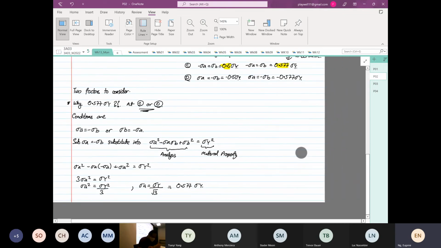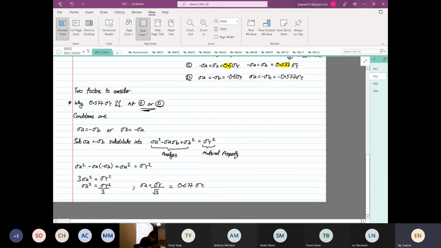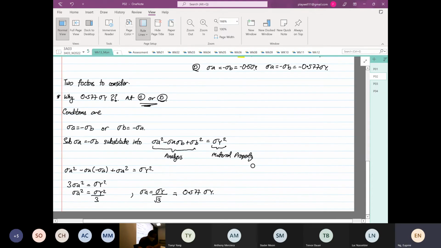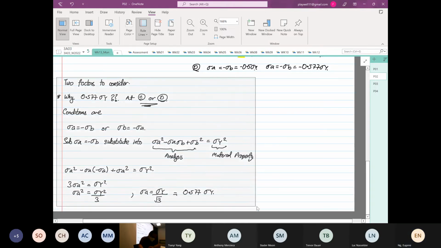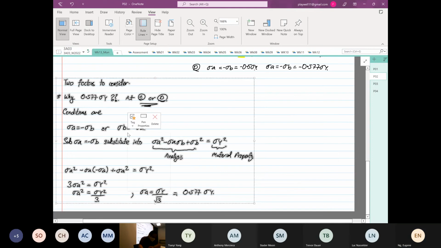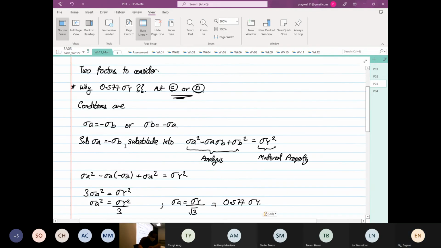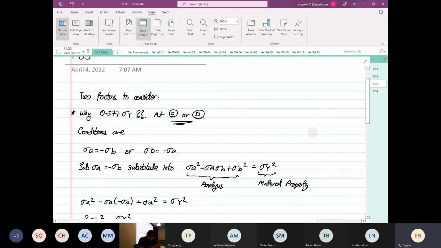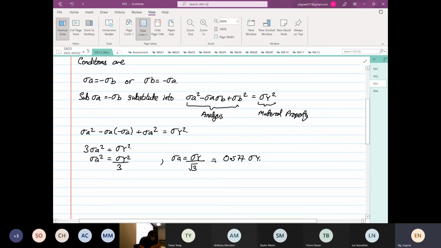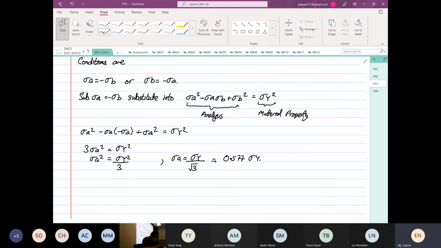So the next thing we're going to look at is the second factor. I'm going to try to squeeze all onto one page. Okay, I will not squeeze. I'll just copy, and we go to the next page. Okay. So we have to also consider the second factor.